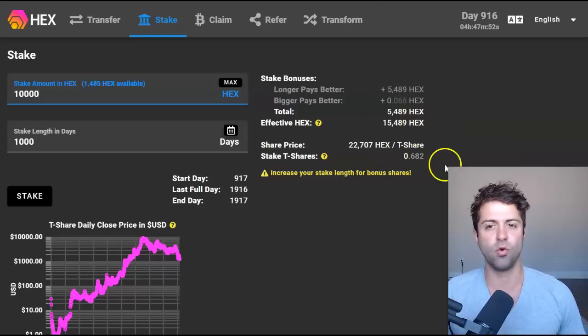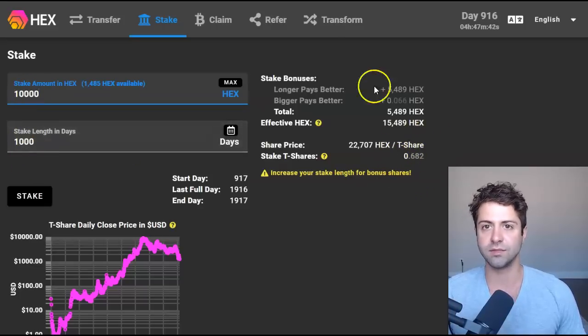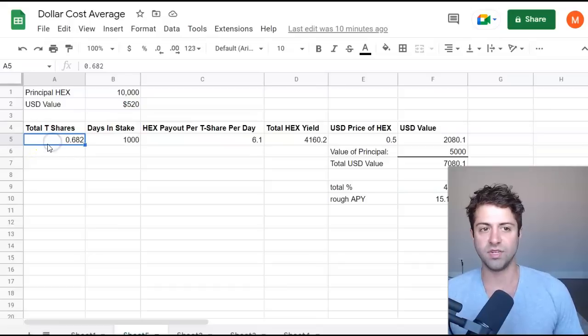Okay, let's go do some quick math, really quick numbers. It's going to be so easy, and you're going to realize how rich you could possibly get. So remember, 10,000 HEX staked for 1,000 days is going to get me 0.682 T shares today. Let's hop over to our handy little spreadsheet here. Remember, we put in 10,000 HEX. Today, that's only 520 bucks, okay? And 0.682 T shares staked for 1,000 days.